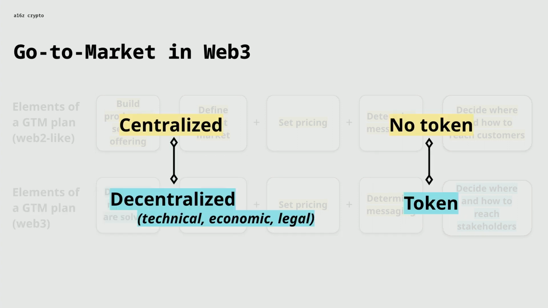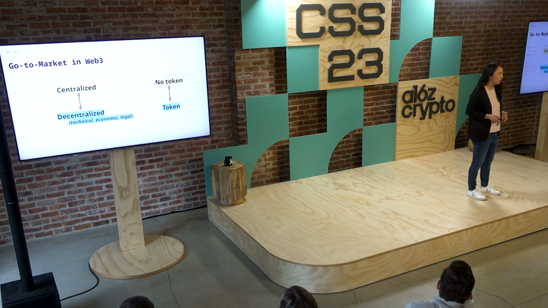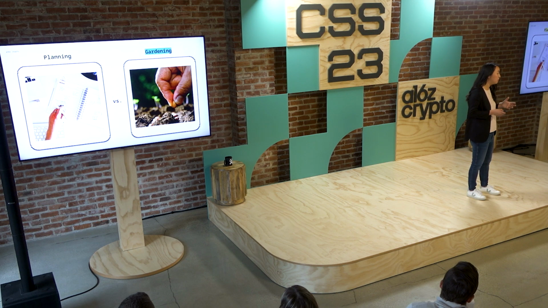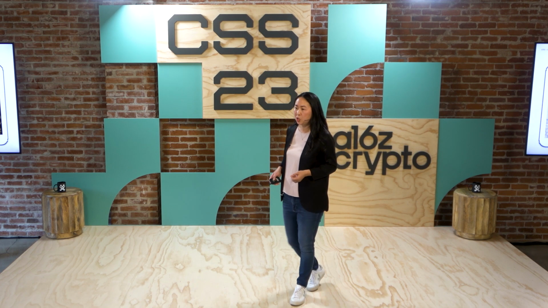What determines whether a go-to-market plan is more like the top or the bottom? Well, there are really two factors. The first is the level of decentralization of the company, and this is across three frameworks: technical, economic, and legal. And the second is whether or not they have a token. And whereas in the first example, this is a lot more about top-down planning, in the second example, it's much more about bottom-up gardening, because the approach here is that you're setting strategy and you're creating the infrastructure in a way that doesn't necessarily dictate the outcome, because you oftentimes don't even know what that outcome is at the beginning of the process.